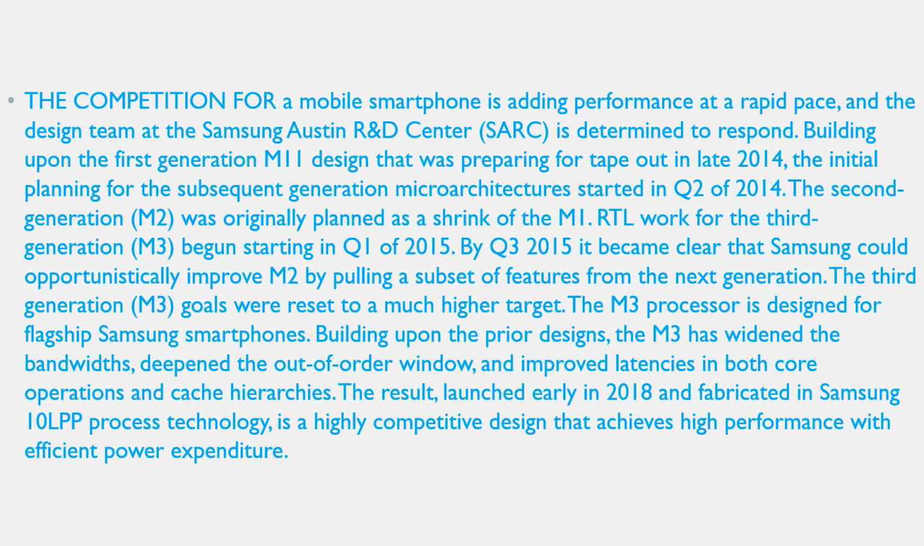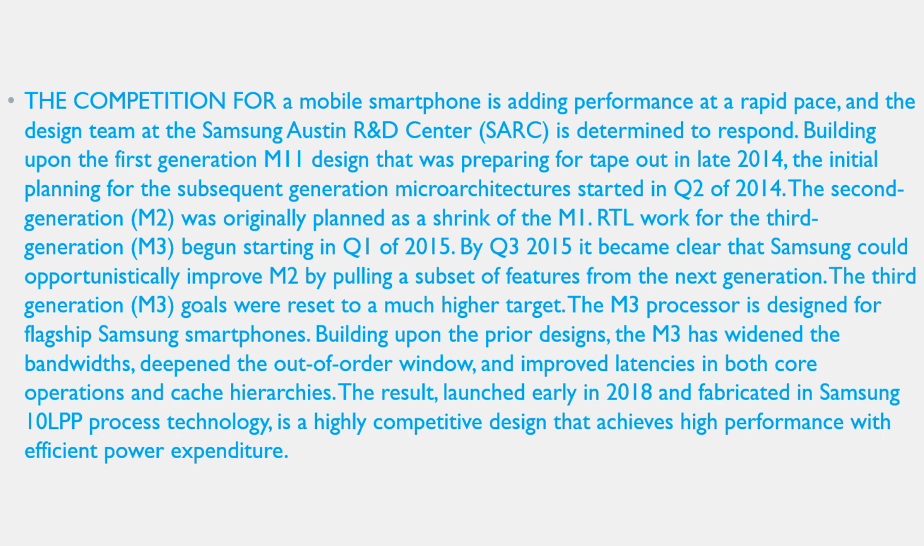The second generation M2 was originally planned as a shrink of the M1. RTL work for the third generation M3 began starting in Q1 of 2015. By Q3 2015, it became clear that Samsung could deliver an improved M2 by pulling a subset of features from the next generation. The third generation M3 goals were reset to much bigger targets.